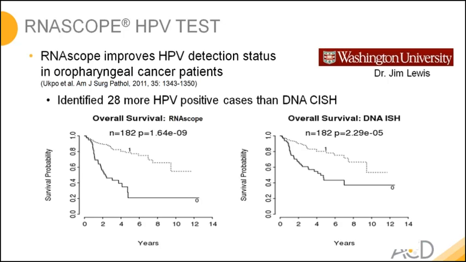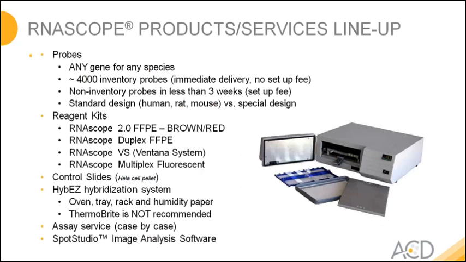So I'm coming to the end of this introductory seminar. This next slide shows you what ACD offers to our customers. So we have probes. The list of inventory has grown to almost 4,000, so we are excited and looking forward to celebrate the number 4,000 in the next days. However, if a probe is not yet in our catalog, it only takes us 2 to 3 weeks to design and manufacture it.